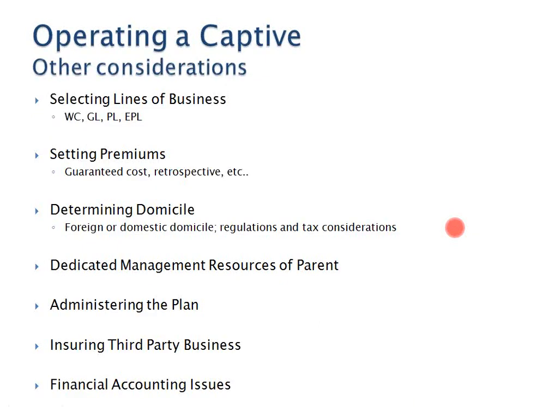So the other considerations that they talk about in the text is selecting lines of business. So the idea of workers' comp, general liability, professional liability, employment practices liability. The idea is, what are you going to cover? What are the business lines? That has to be some of your consideration.